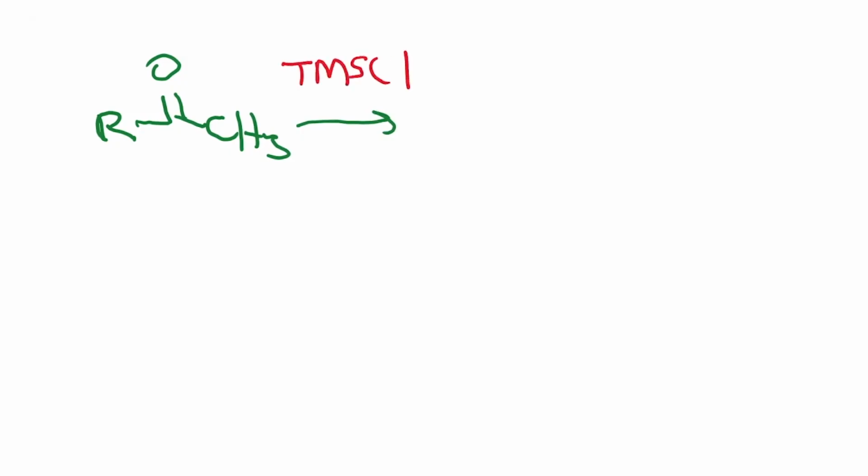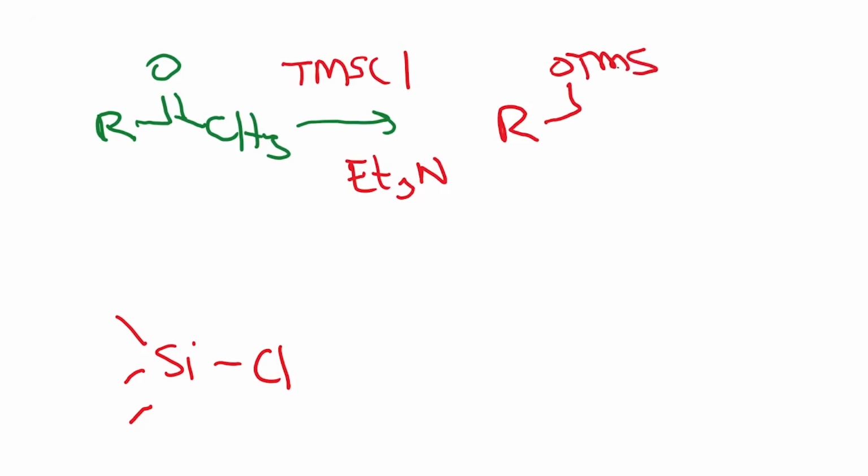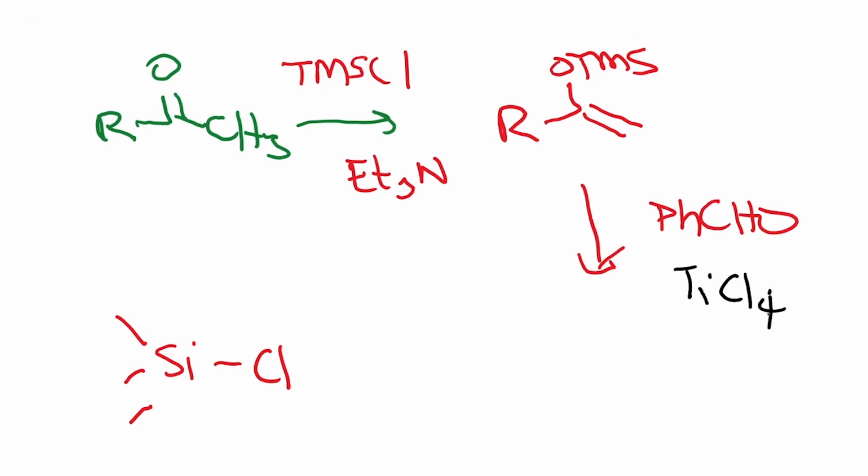Okay, the second strategy is actually to make a stable system, which is what is known as a silyl enol ether. So you add TMS chloride, which is basically nothing but SiMe3Cl, and then you add a mild base like triethylamine, and you make this TMS ether, and then you react this with the aldehyde, like for example benzaldehyde. Okay, and you may recall that just adding benzaldehyde is not sufficient. You need to add a Lewis acid such as titanium tetrachloride, and you end up with this product.